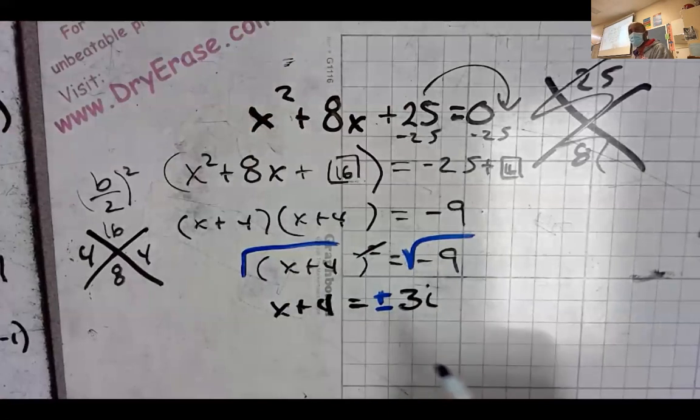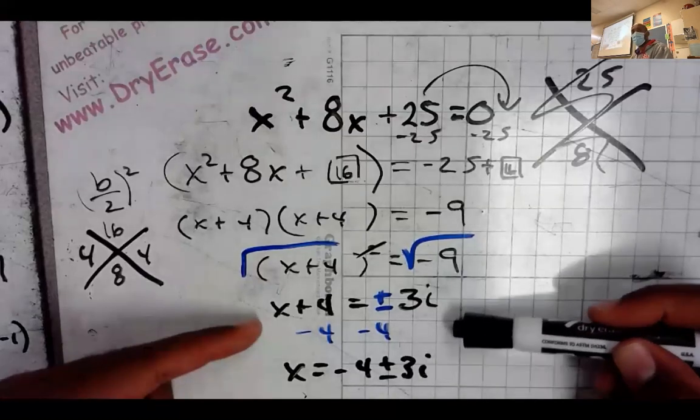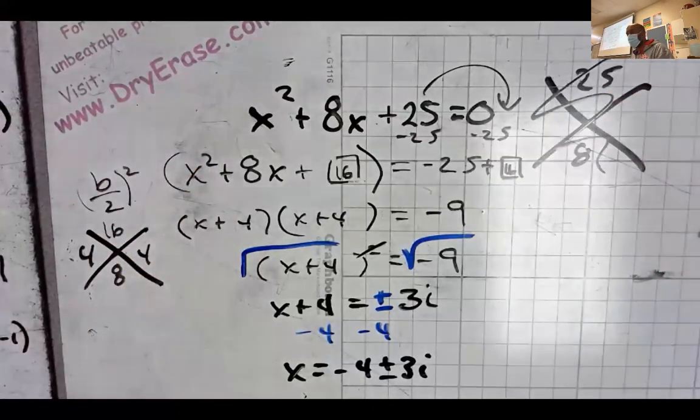All right, now I got to get x by itself. So I'd subtract 4 from both sides. And then x equals negative 4 plus or minus 3i. Now, the reason I showed you that is because we're going to basically do that going backwards. We're going to start with that and then work our way back up to here to figure out that equation.